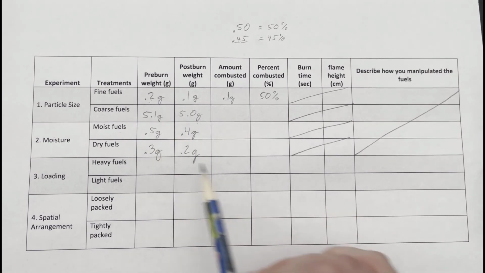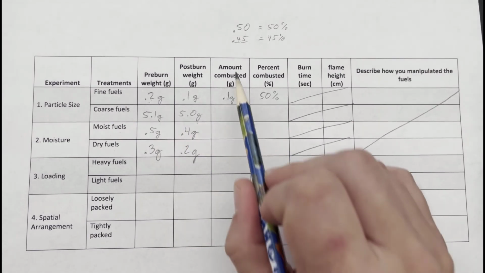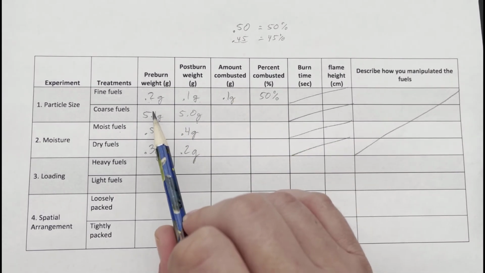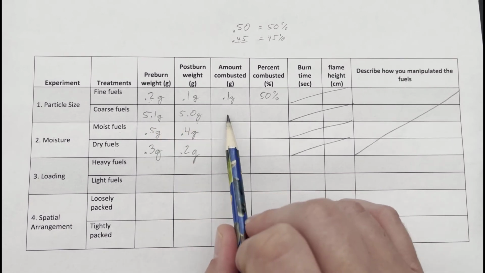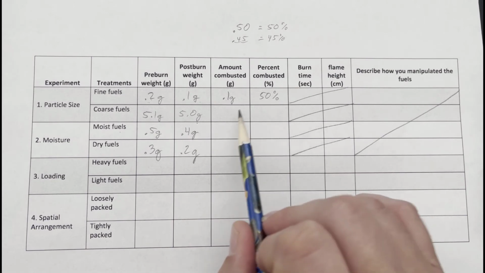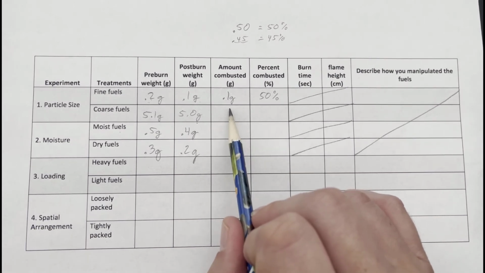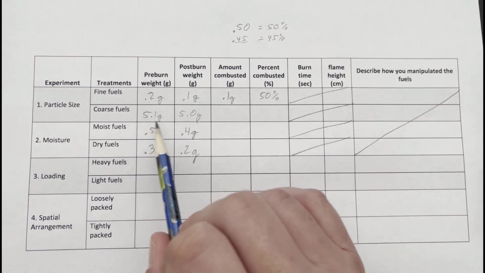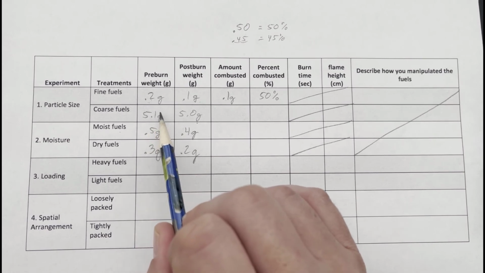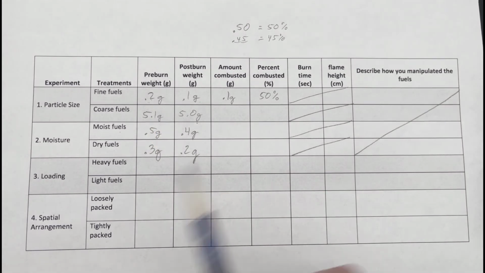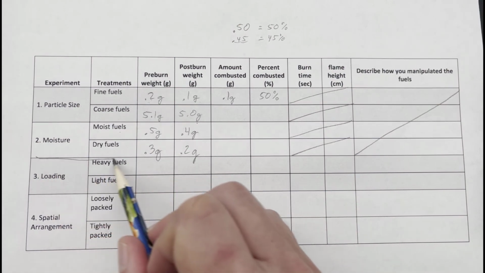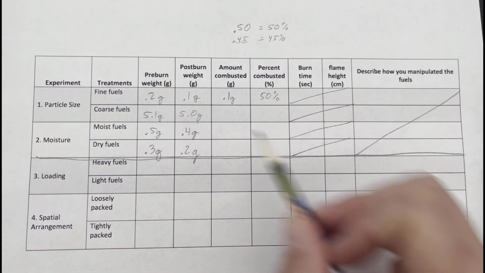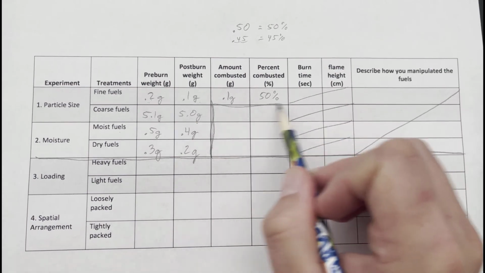So I want you to figure out the rest here. How much was combusted is pre-burn weight minus post-burn weight, and that'll give you the amount combusted. Percentage is amount combusted divided by my pre-burn weight, what I started with. And then, so you're just finishing off this portion right in here.